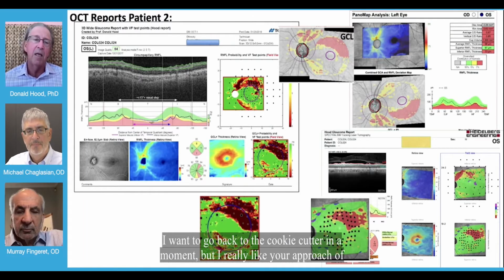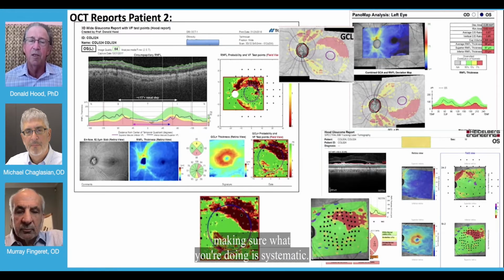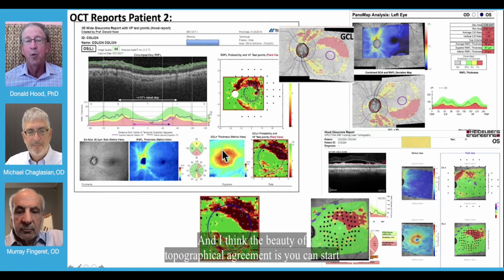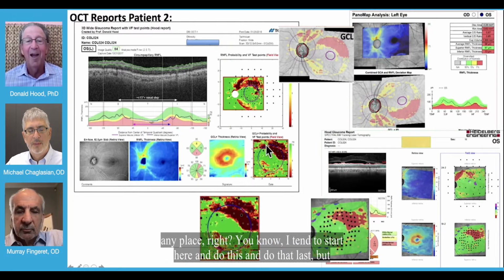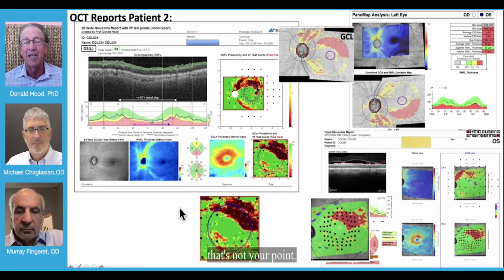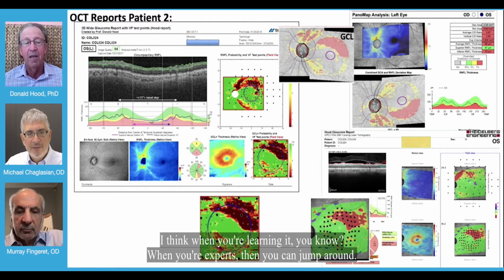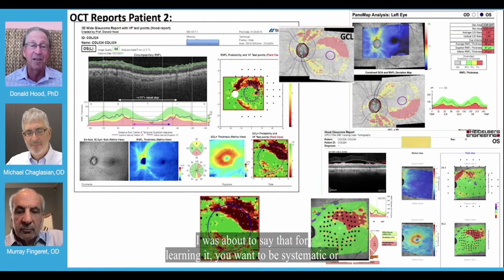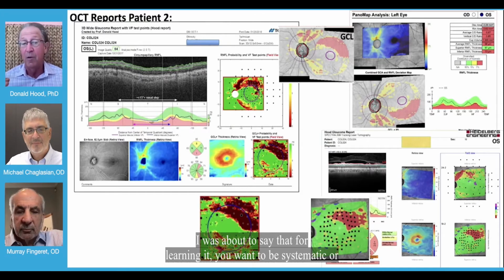I really like your approach of making sure what you're doing is systematic. And I think the beauty of topographical agreement is you can start any place, right? I tend to start here and do this and do that last. But that's not your point. Your point is you want to be systematic about it. I think when you're learning it, when you're experts, then you can jump around. You took the words out of my mouth. I was about to say that for learning it, you want to be systematic or you're going to miss things.